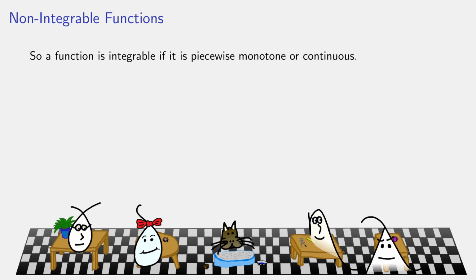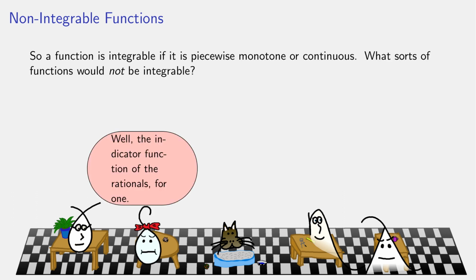So what does a function have to look like to not be integrable? So we already know of one example. The indicator function of the rationals is not integrable. And if you think about it, on any interval you look at, it's not monotone because it goes back and forth between 1 and 0, and it's not continuous because it goes back and forth between 1 and 0. Okay, so that would be a function that isn't even piecewise monotone or continuous.